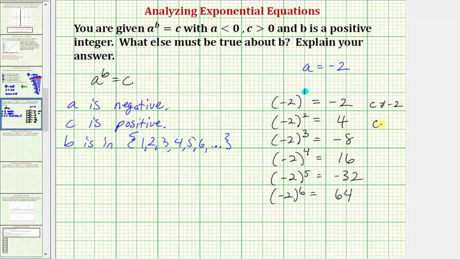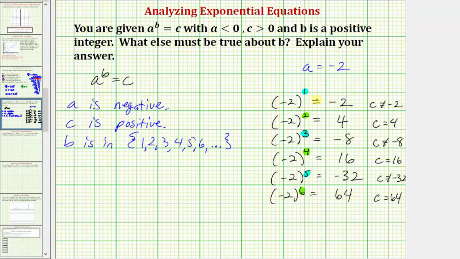Here we have c equals 4, which is fine because 4 is positive, which means b can be 2. Next we have c equals negative 8, which cannot be true because, again, c must be positive, so b can't be 3. Next we have c equals 16, which is fine because 16 is positive, so b can be 4. Here we have c equals negative 32, which cannot be true, again, because c must be positive, which means b cannot be 5. Looking at the last equation, we have negative 2 raised to the power of 6, which equals 64, and c can be 64 because 64 is positive, which means b can be 6.